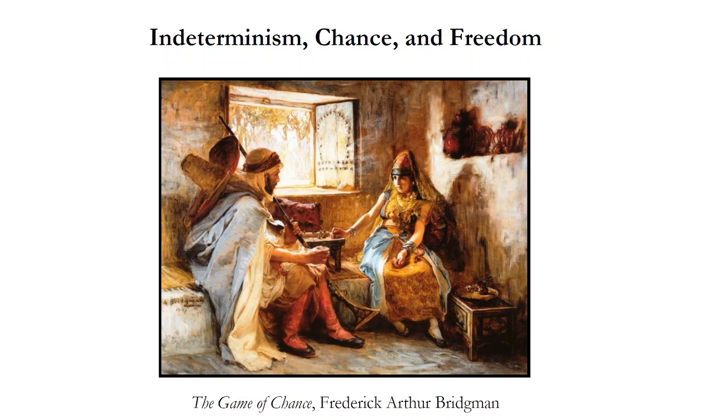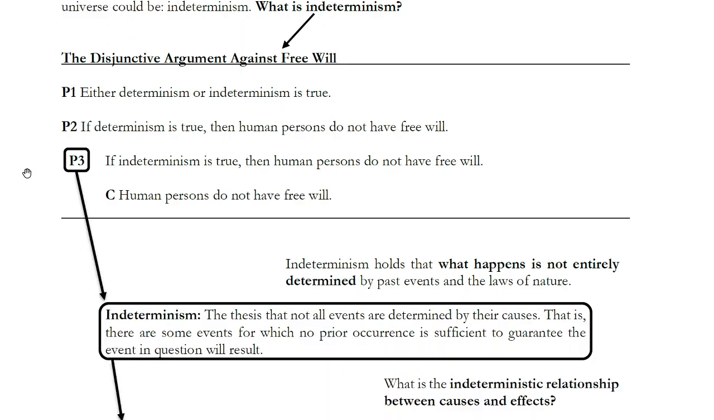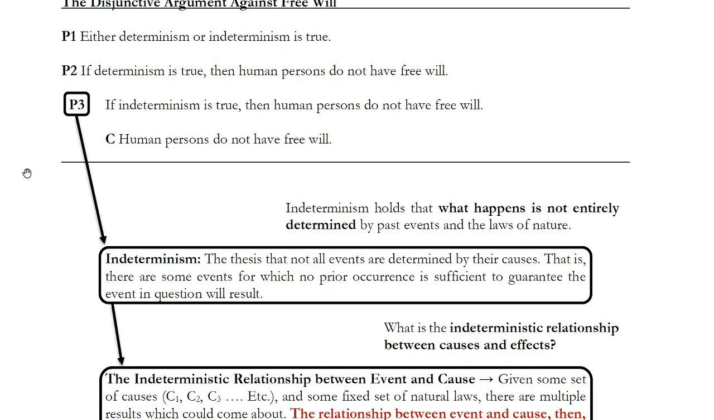Welcome to this video lecture series for Introduction to Philosophy. In this video we continue our discussion of the topic of free will, and specifically we're going to return to the major argument against free will that we began examining in the last video. You recall that this argument is called, or I'm calling it, the disjunctive argument against free will. And the structure is relatively straightforward.